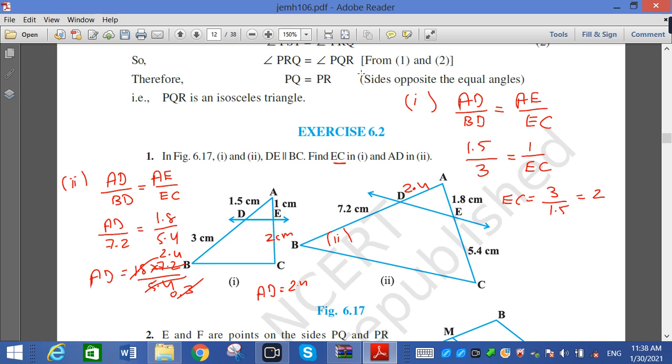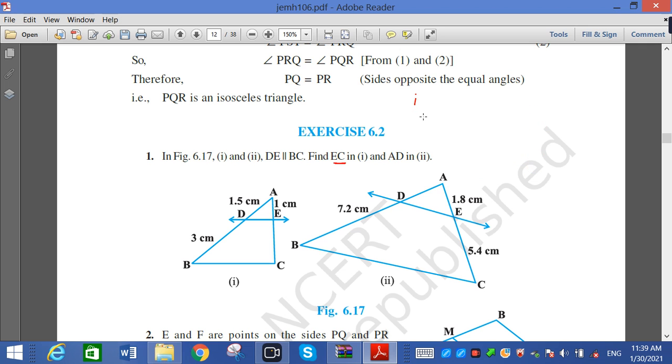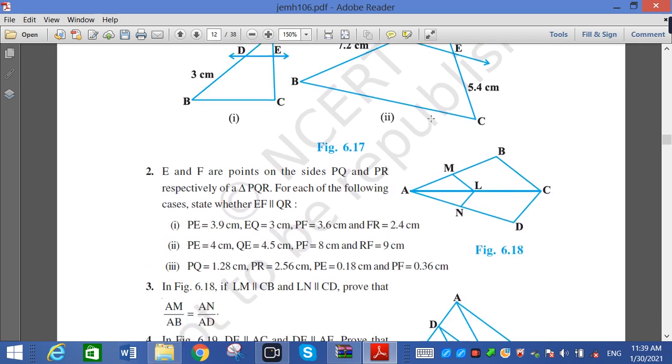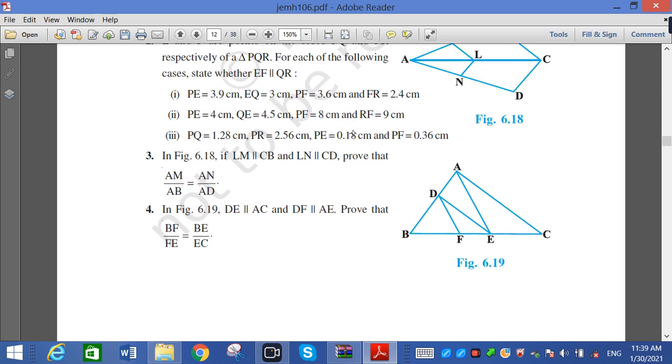In 6.2, only the first sum, and some more sums related to it, we can do. I think you have understood it and you can write it now also. If there is any sum related to exercise 6.2, we can also do it. These are all proofs of whether it is parallel or not. We have to put in values and say yes or no.